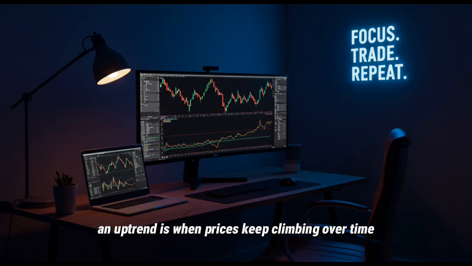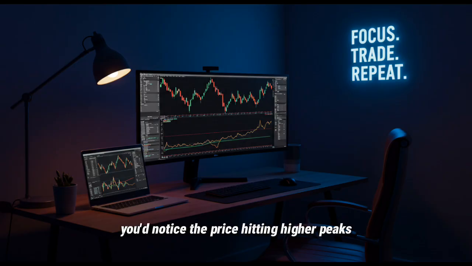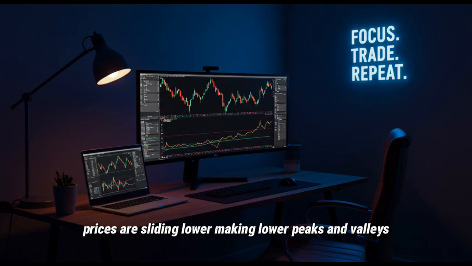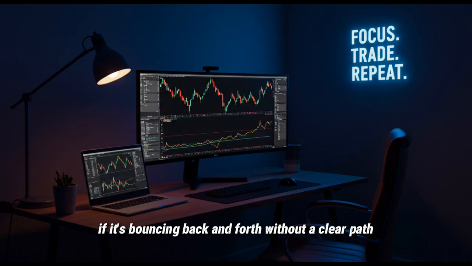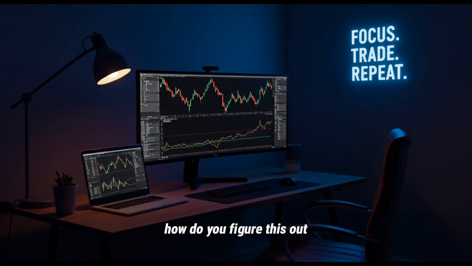An uptrend is when prices keep climbing over time, like a staircase going up. You'd notice the price hitting higher peaks and higher valleys. A downtrend is the opposite. Prices are sliding lower, making lower peaks and valleys. If it's bouncing back and forth without a clear path, that's a sideways market, and you might want to hold off or switch tactics. How do you figure this out?